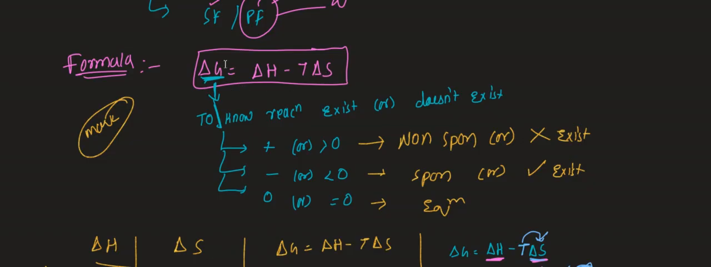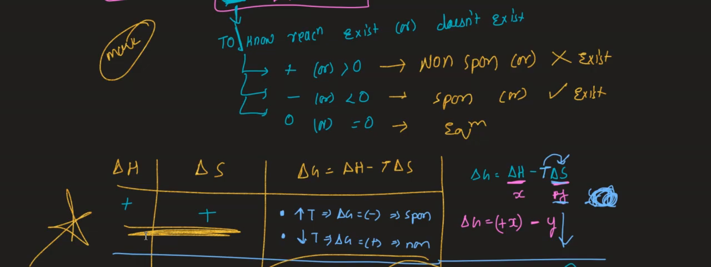What is the purpose of studying delta G? It helps us to know whether the reaction exists or doesn't exist, or else you can say spontaneous or non-spontaneous. Let us try to understand. Whenever delta G is positive, it is non-spontaneous; negative, spontaneous; zero is what? Equilibrium.